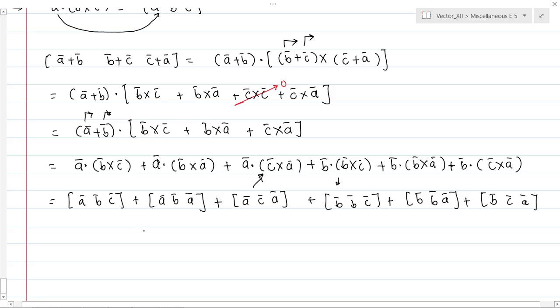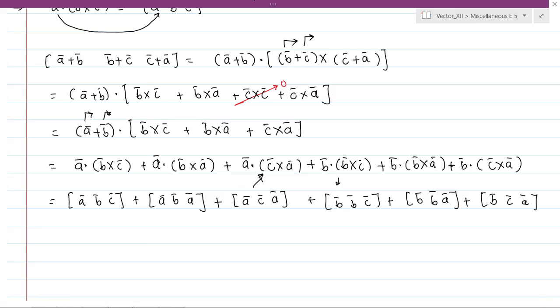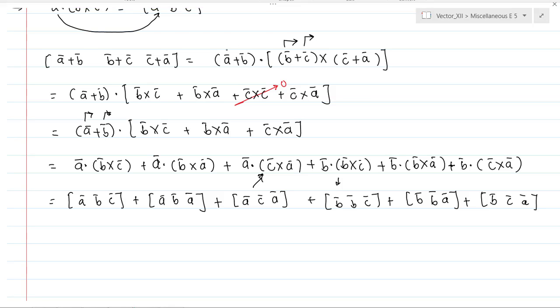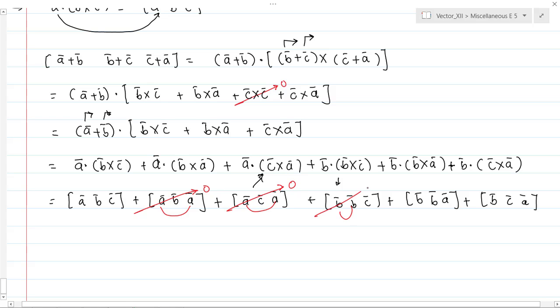I hope you are getting this. Now what can be cancelled out using the scalar triple product properties? It says, if any two rows or any two columns are the same, then it is equal to 0. So here a and a are the same, so it is equal to 0, b b the same equals 0, b b the same equals 0.